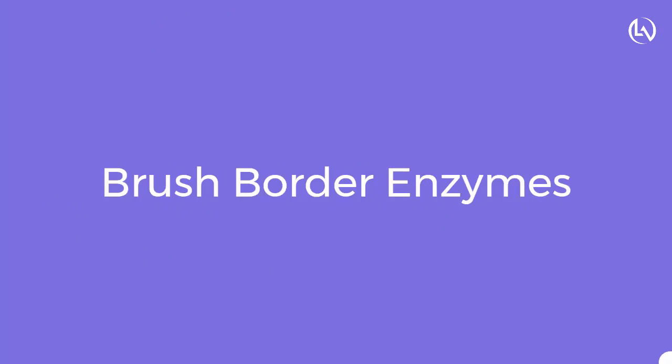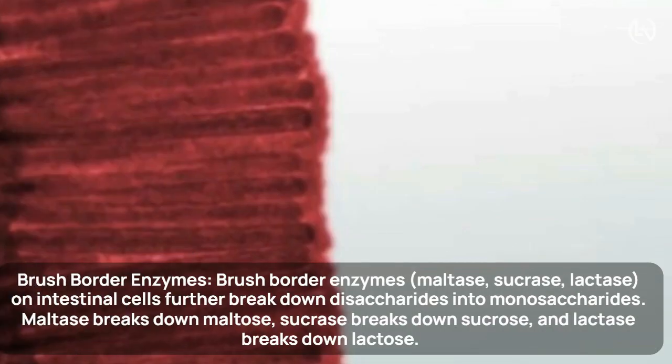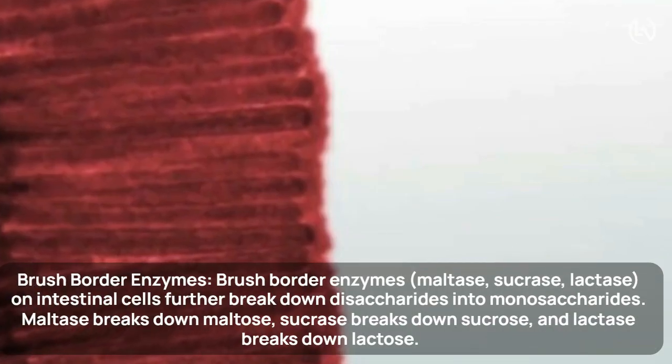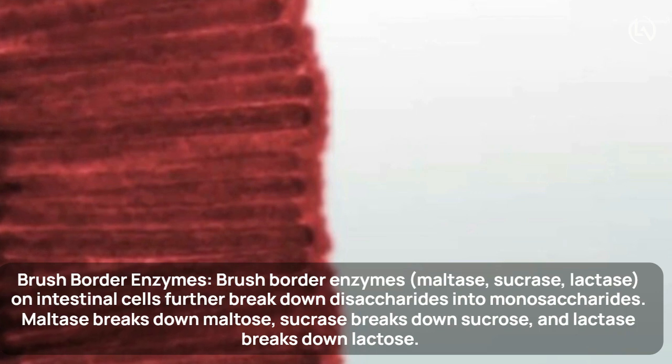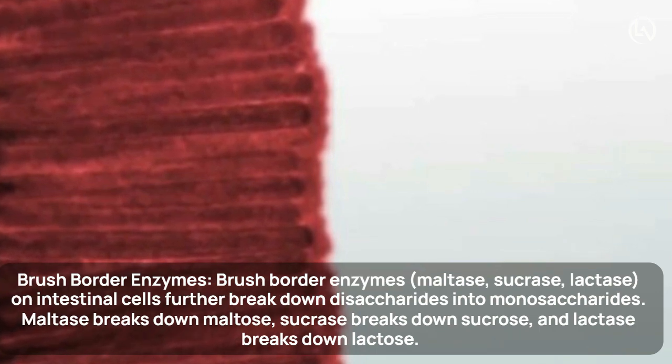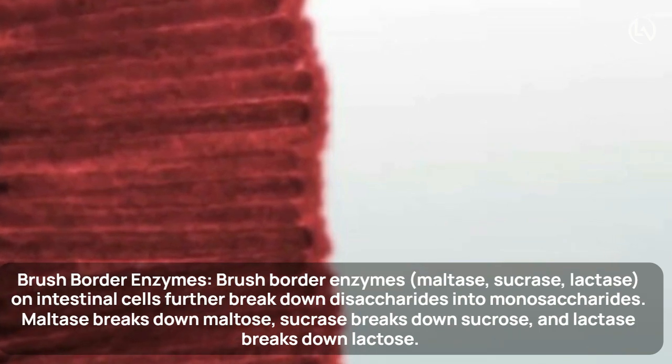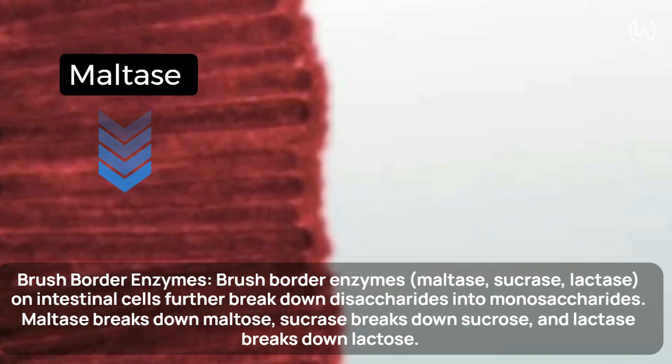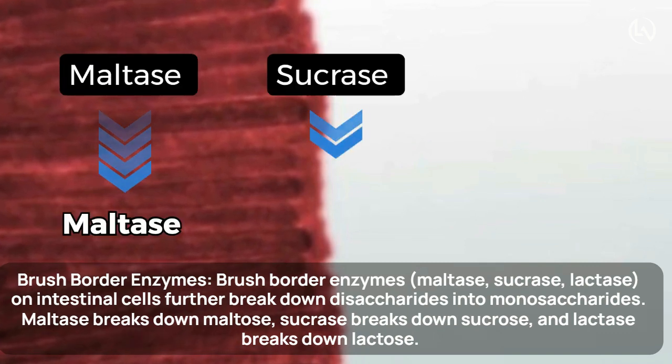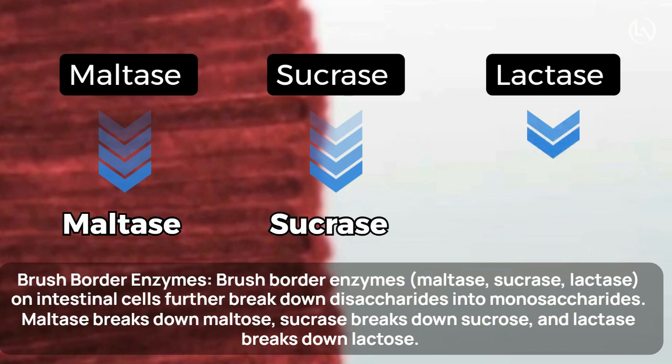Brush border enzymes. Brush border enzymes, maltase, sucrase, lactase, on intestinal cells further break down disaccharides into monosaccharides. Maltase breaks down maltose, sucrase breaks down sucrose, and lactase breaks down lactose.